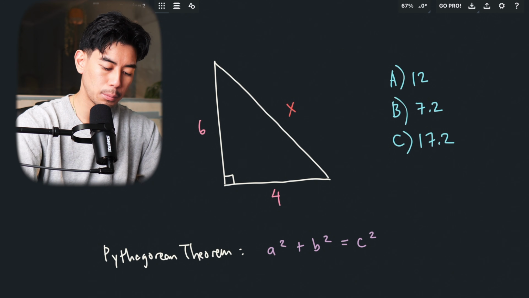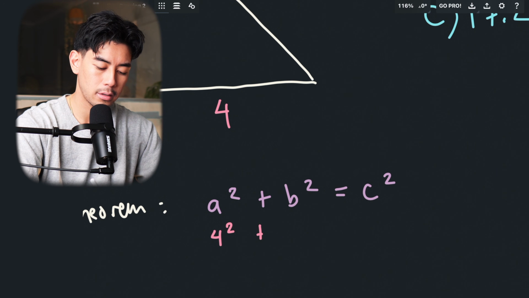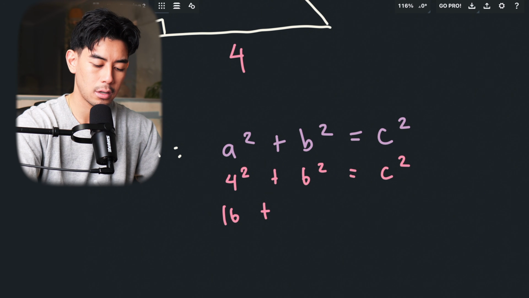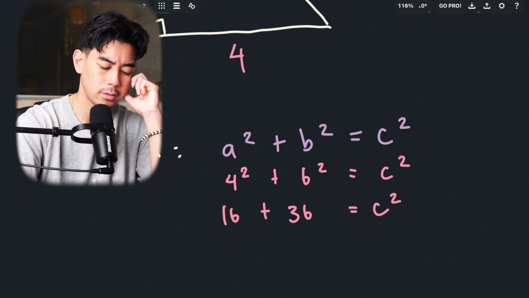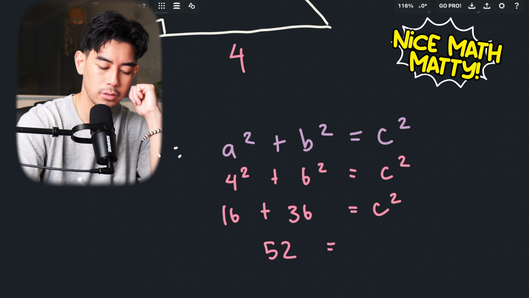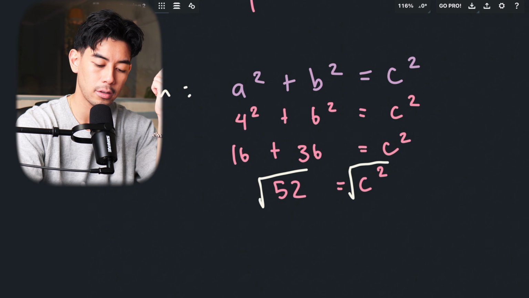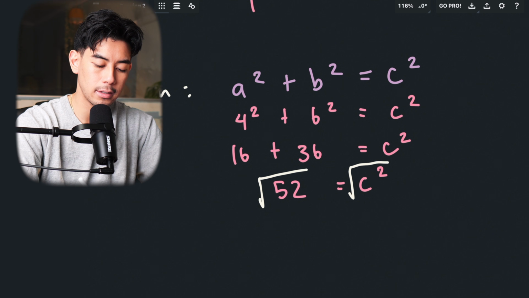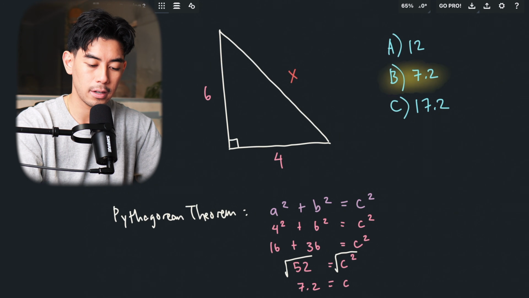So with some simple plug and chug, we get 4 squared plus 6 squared equals c squared. Simplifying this down, we're going to get 16 plus 36 equals c squared. 16 plus 36, what is that? 52 equals c squared. And finally, we just take the square root of each side. Plug that into your calculator or Wolfram Alpha or whatever, and we'll get that c is equal to 7.2. And that makes B the correct answer choice.